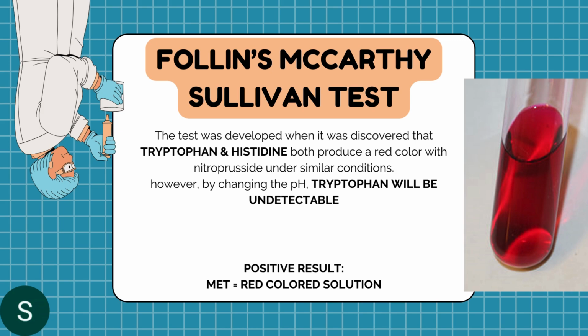Okay? The red color is obtained after the addition of your sodium nitroprusside to an alkaline solution of methionine, followed by the acidification of the reaction. So what is your positive result here? Your methionine yields a red colored solution.